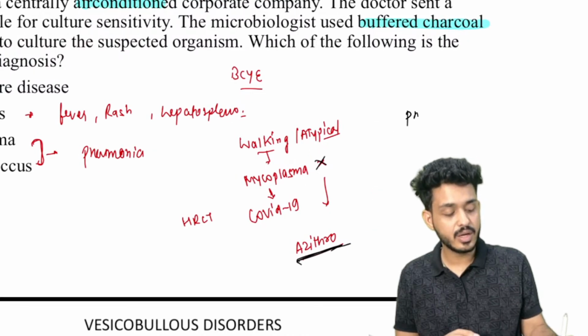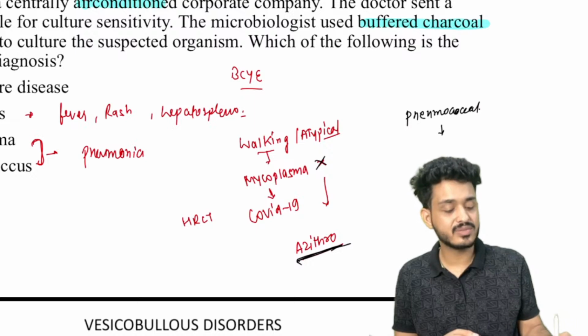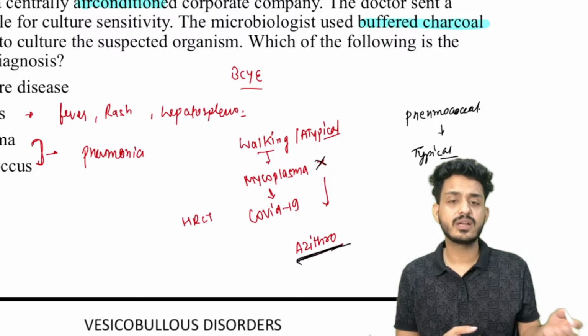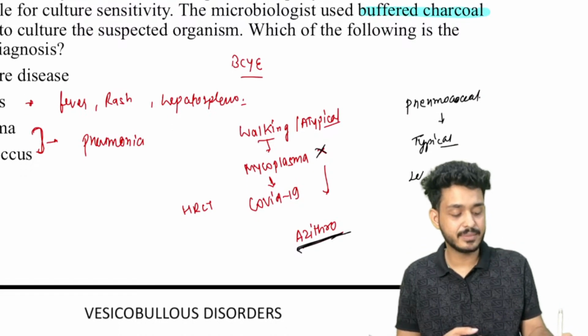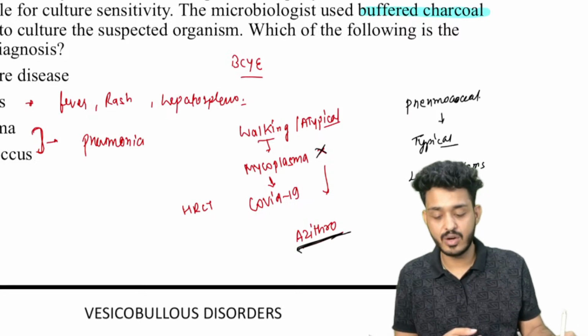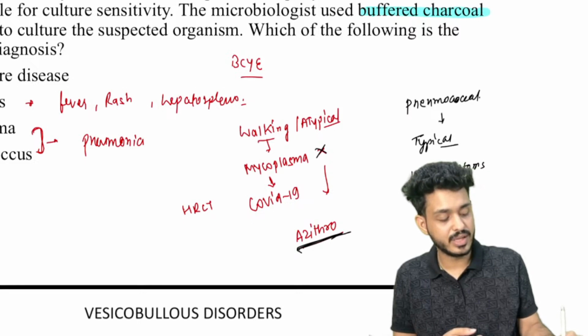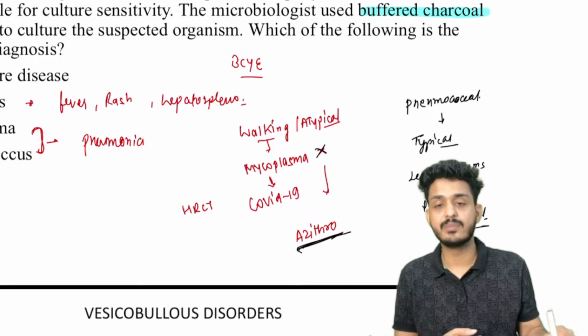Second one is your pneumococcus. Pneumococcal pneumonia, we have already seen. Pneumococcus will be causing typical type of pneumonia. That means the patient will be having lobar pneumonia. The patient will be having less symptoms, and the patient will be admitted in the hospital, okay. He will be having less symptoms, but the patient will be present in the hospital.